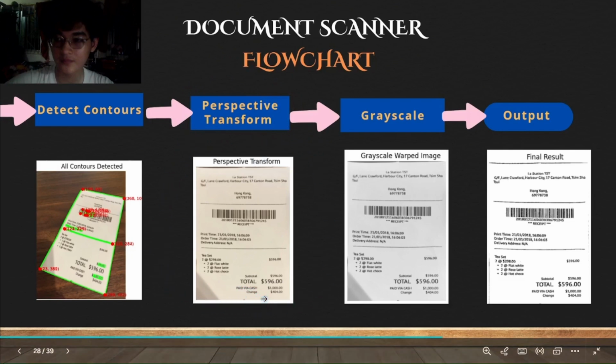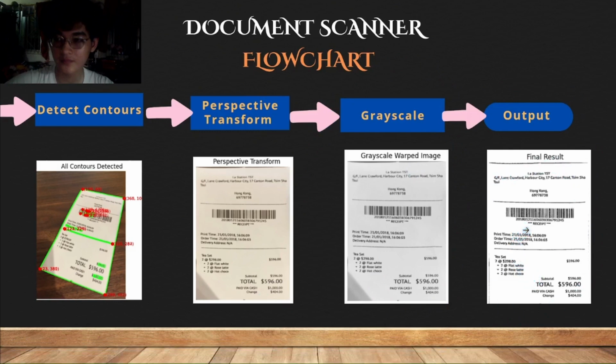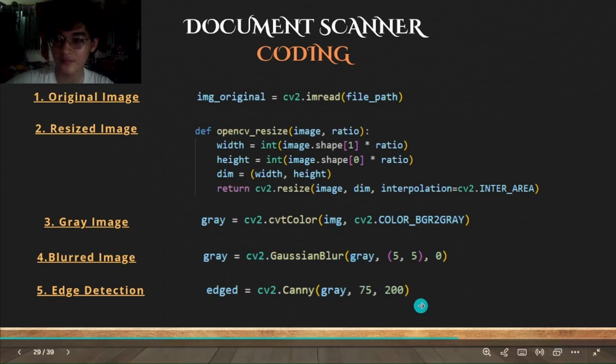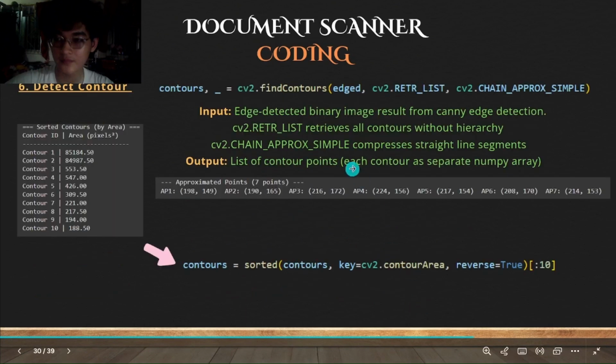But this may not be enough, so we apply grayscale and then we apply thresh binary to make everything a bit clearer, make the text stand out a bit more. This is the code, just like the process I've shown so far. So we have gray, we have Gaussian blur, and then we use Canny to get the edges.